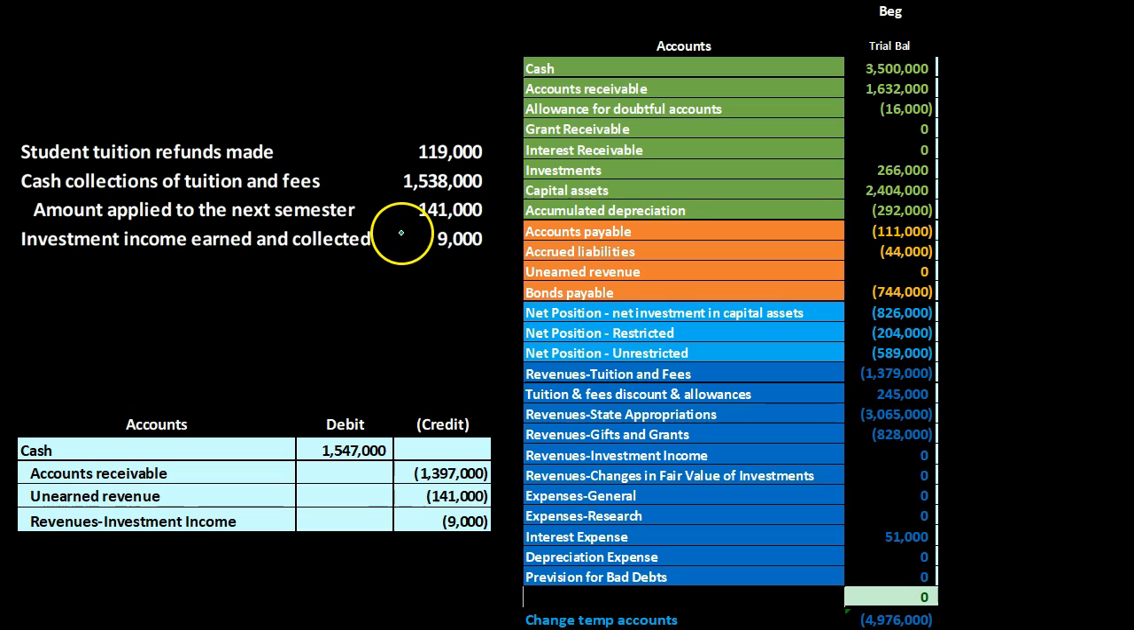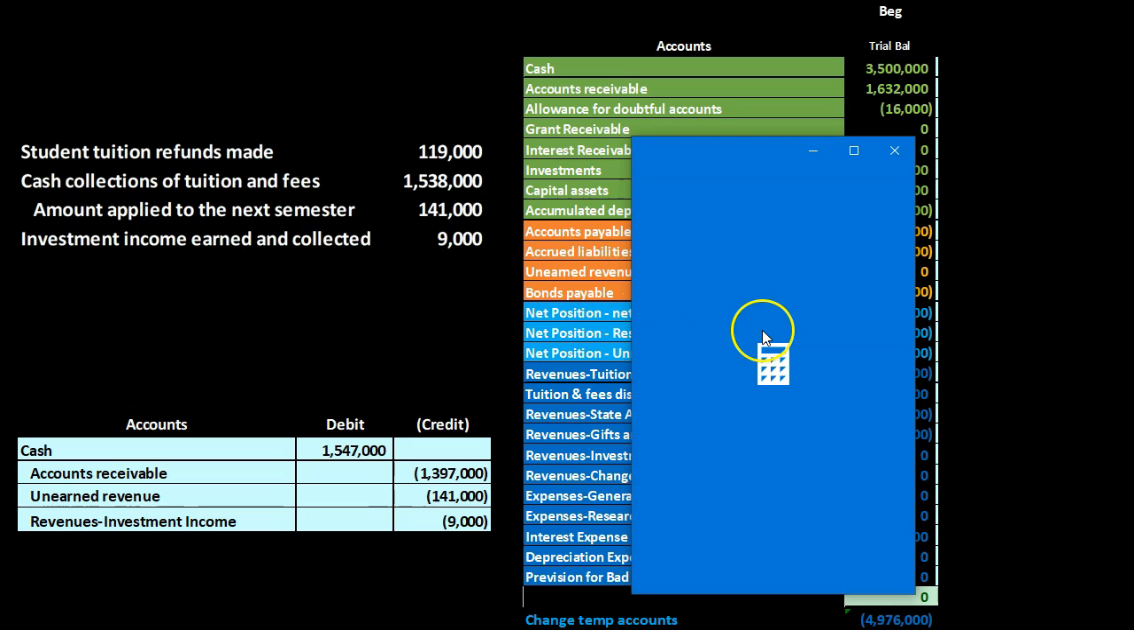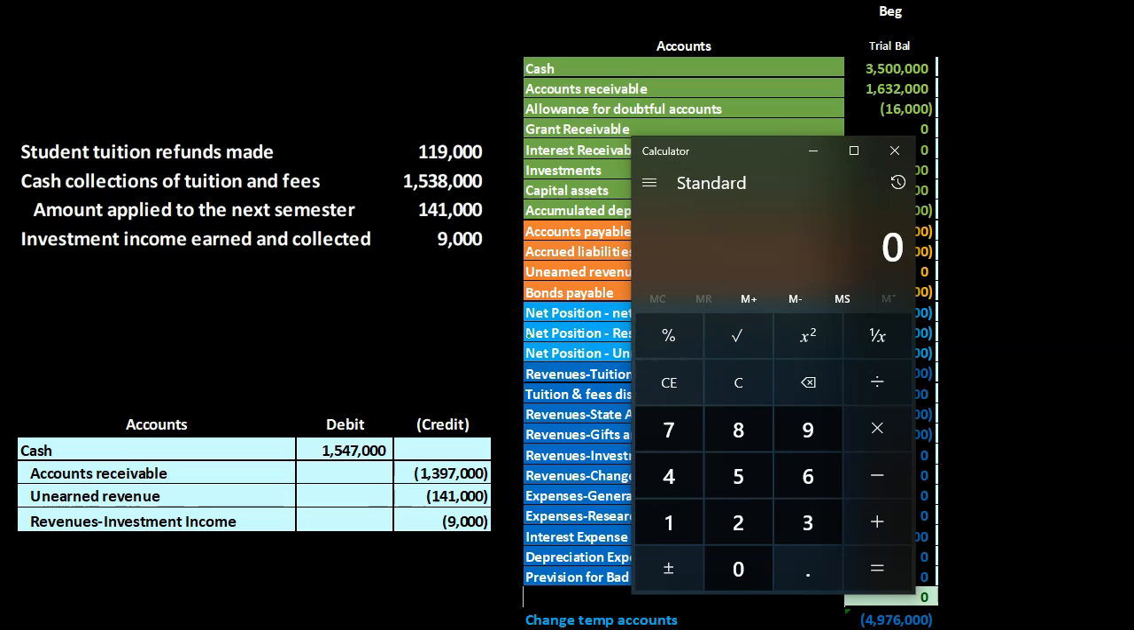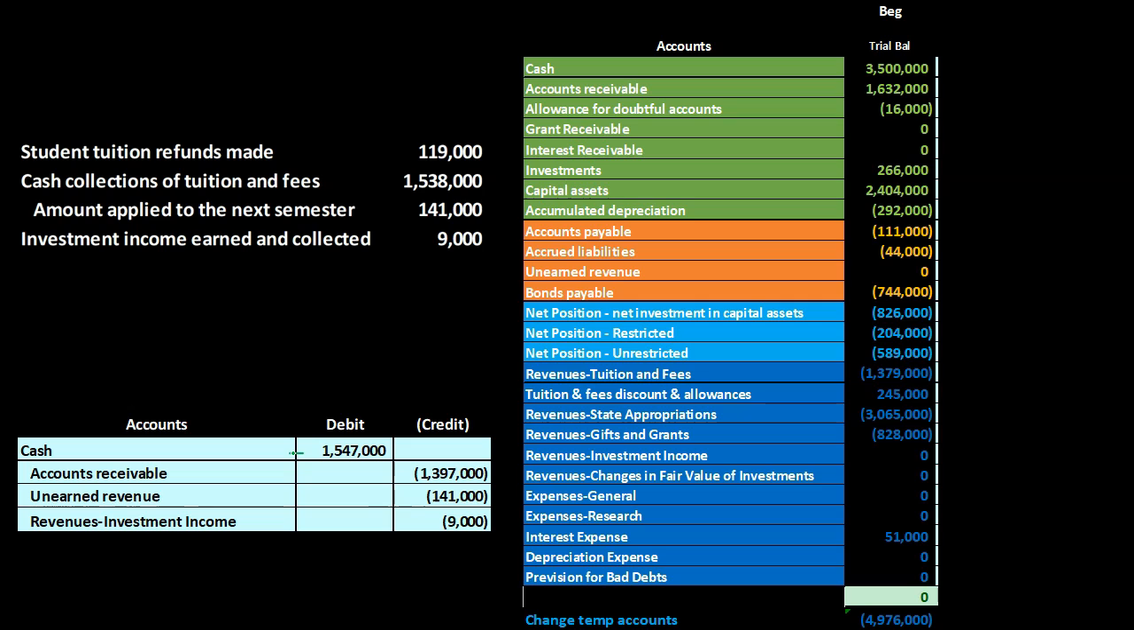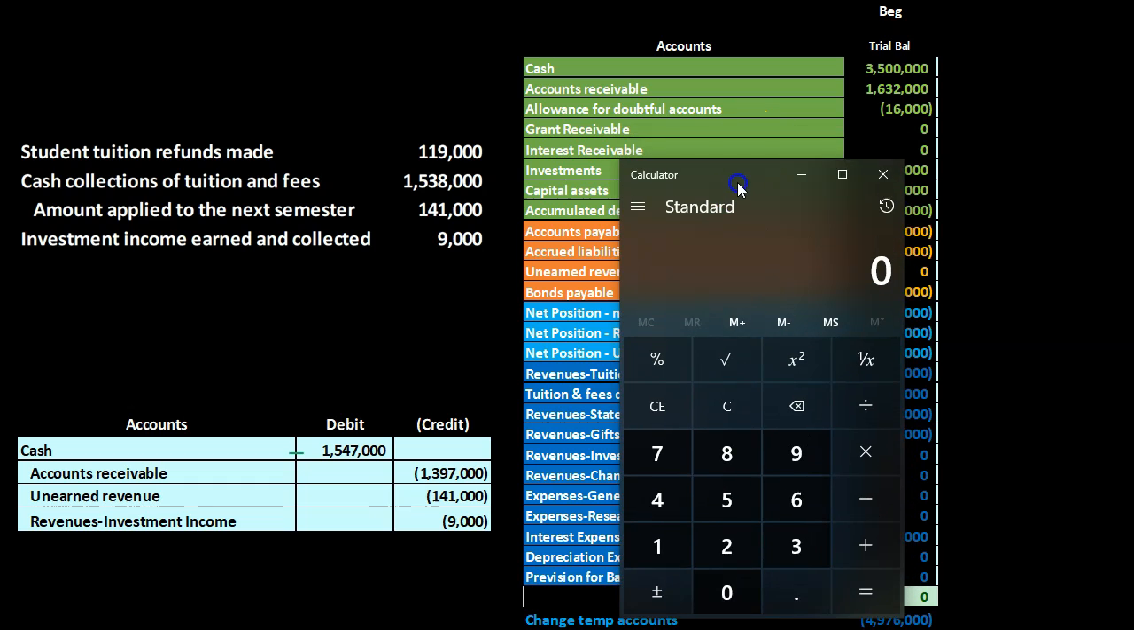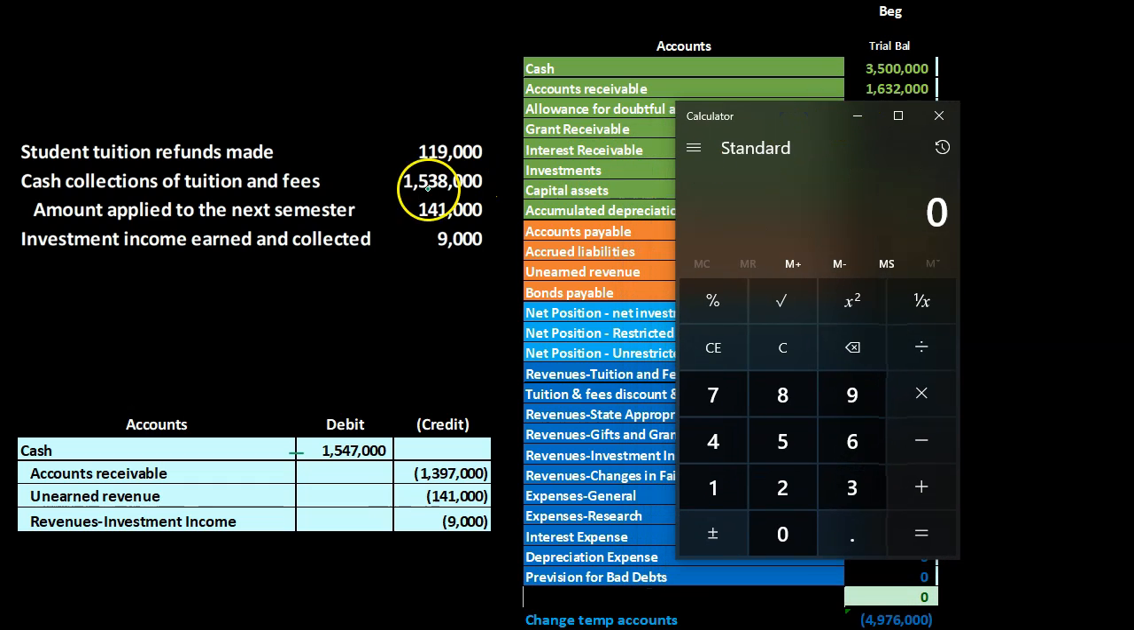And then we have investment income earned and collected of the $9,000. So of these amounts, this is all basically cash collections. So cash is going to be increasing with a debit of the $1,538 plus the $9,000. That's going to be the $1,547,000. So we debit the cash for the $1,547,000. Then we're going to say that the receivable is going to be decreasing. So the amount in the accounts receivable here is going to go down by the $1,538 that we got minus the $141,000 that's going to be due for next semester. So the cash we got, $1,397,000, is going to be reducing the receivable.